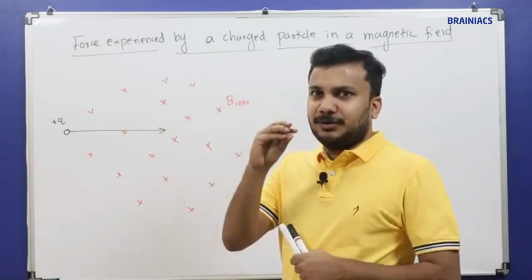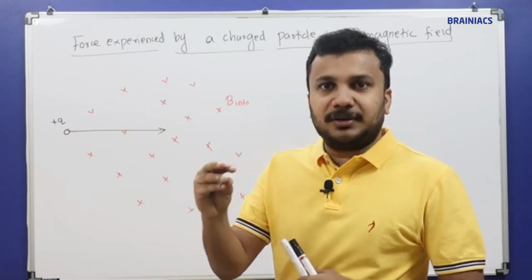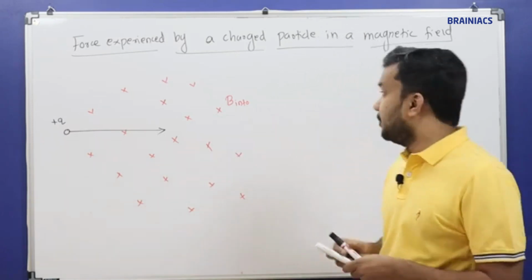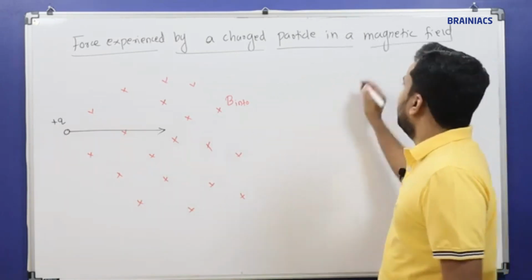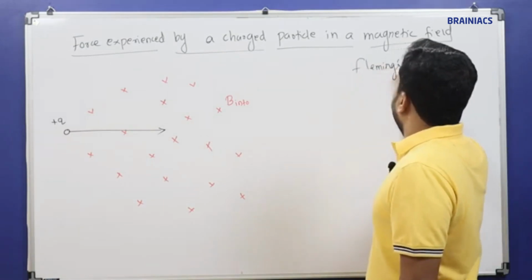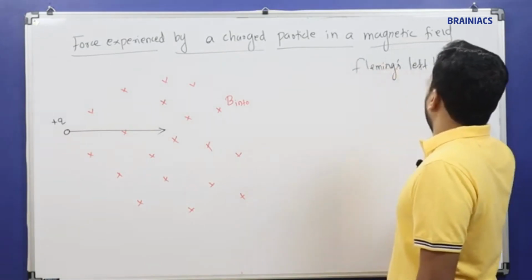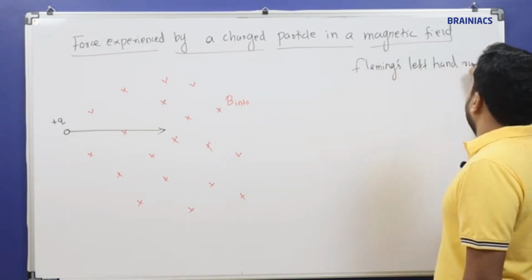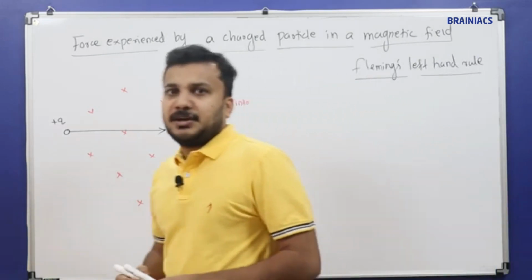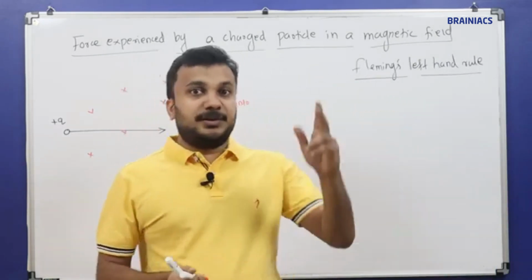We are going to learn one more rule here, and that rule is called Fleming's left hand rule. So write the heading on the side as a continuation of this one. You can write Fleming's left hand rule. Okay, what does Fleming's left hand rule state? It's very important.